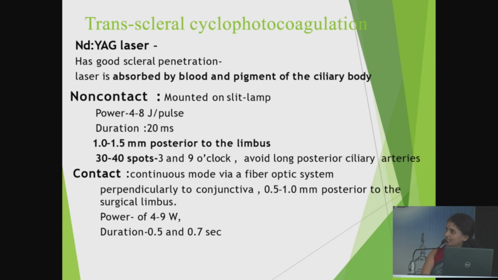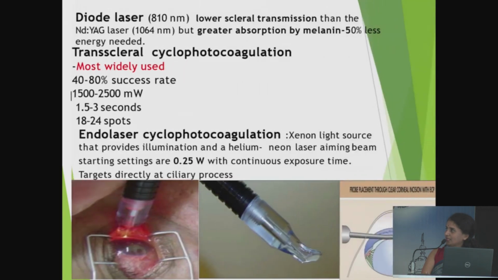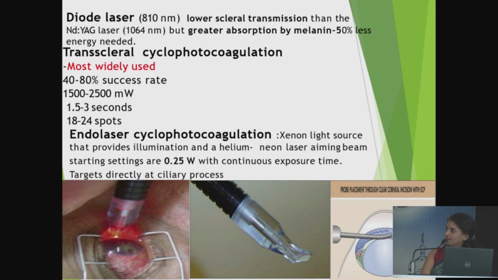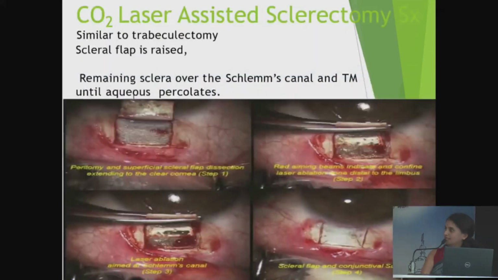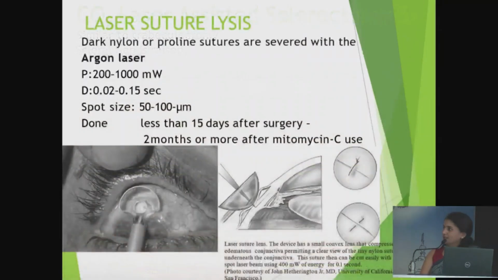Either transcleral using Nd:YAG laser, argon laser, or diode laser. The commonest one is diode, which we do by the transcleral method. We can also use carbon dioxide laser to do a flap secondary to trabeculectomy. Once the trabeculectomy flap is taken out, you can take out the remaining sclera to create the ostium, and also take out trabecular meshwork until your aqueous percolates. You can do suture lysis using lasers.